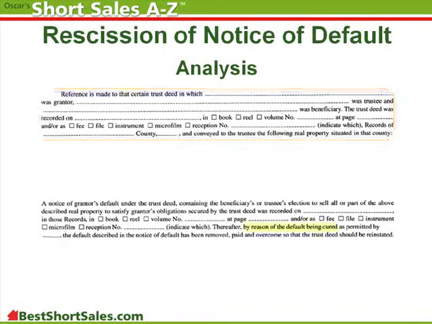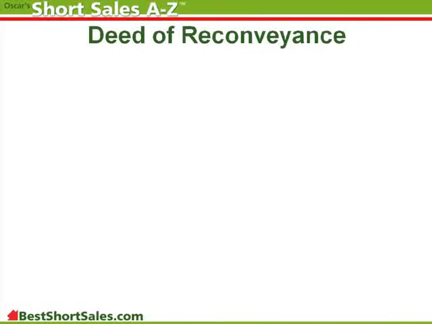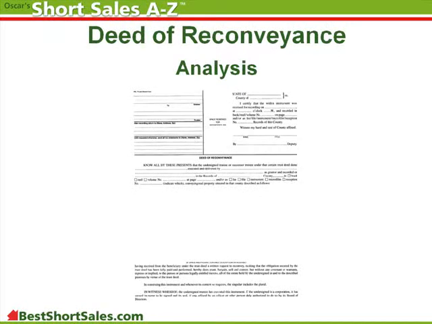This paragraph is the reference to the trust deed and collateral. Then it reads, by reason of the default being cured, the notice of default has been removed, paid, and overcome, so that the trust deed should be reinstated. This means no foreclosure.